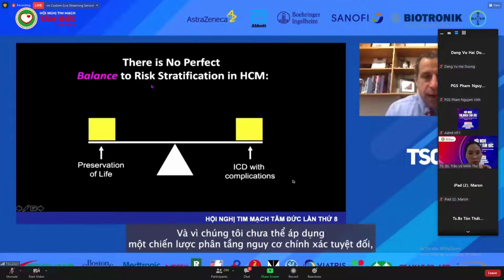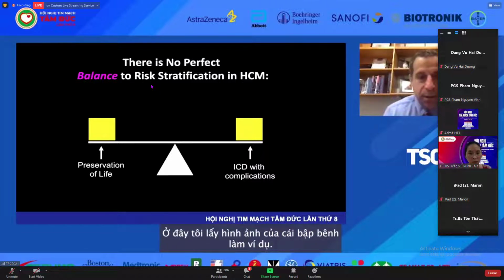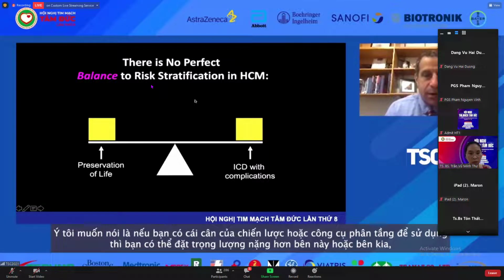And so for that reason, because we're unable to apply a perfectly reliable risk stratification strategy, we really need to think about risk stratification in HCM in terms of a balance. I'm using the example here of a seesaw. What I mean by that is that any risk stratification strategy or tool that's applied to this disease will ultimately place greater weight on one end or the other of this seesaw.